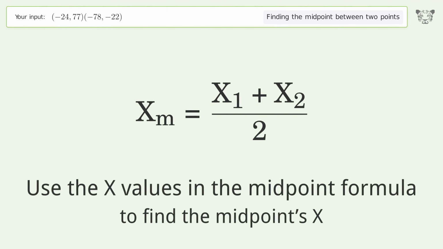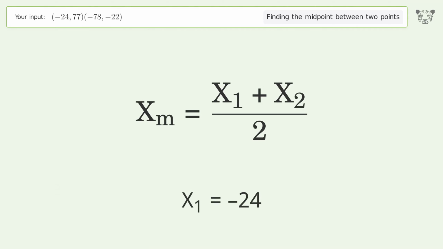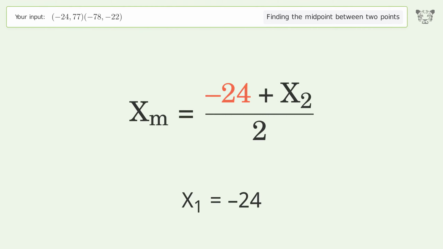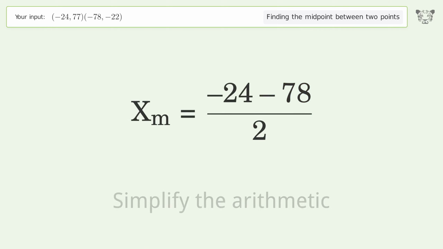Use the x values in the midpoint formula to find the midpoint's x. x1 equals negative 24. x2 equals negative 78. Simplify the arithmetic.